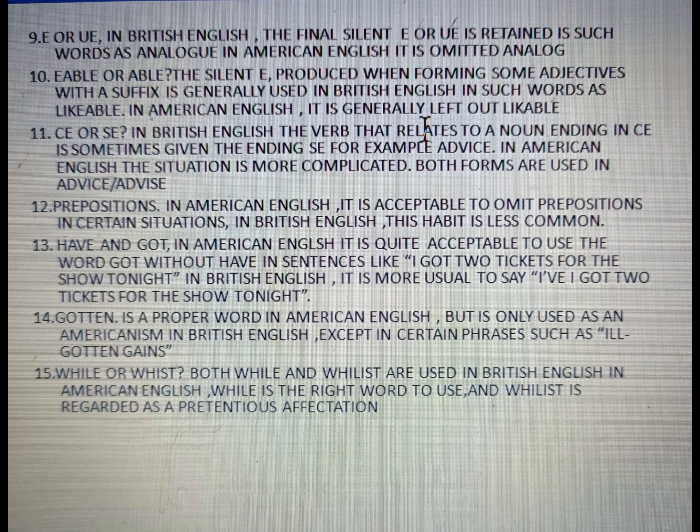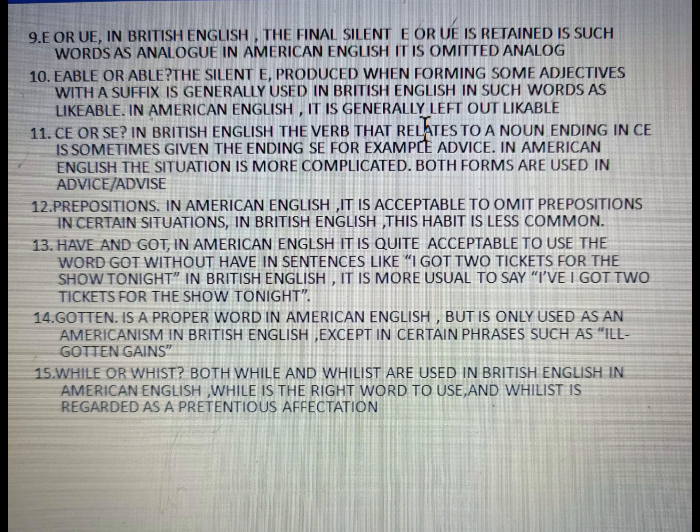In British English, it is more usual to say I've got a ticket for the show tonight. Gotten is proper in American English, but is only used as an Americanism in British English, except in certain phrases such as ill-gotten gains.